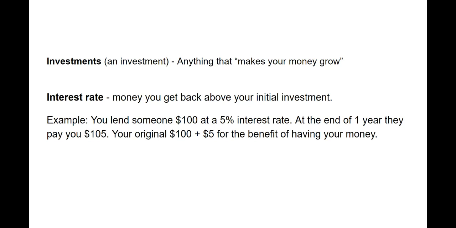An investment is anything that makes your money grow. And the interest rate is the money that you will get back above your initial investment. For example, you lend somebody $100 at a 5% interest rate. At the end of 1 year, they pay you $105. So your original $100 plus $5 for the benefit of having your money. So that $5 is your interest.